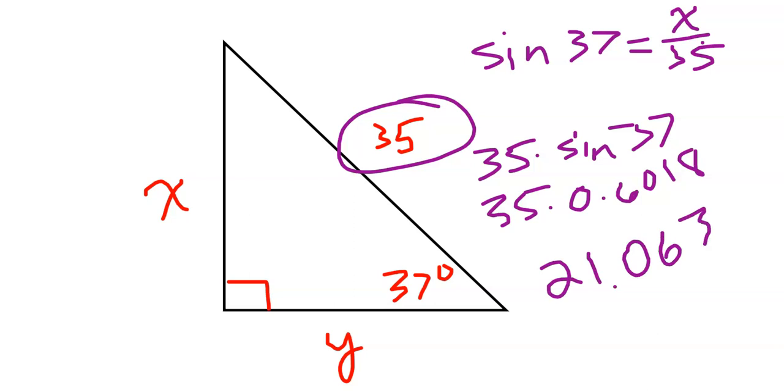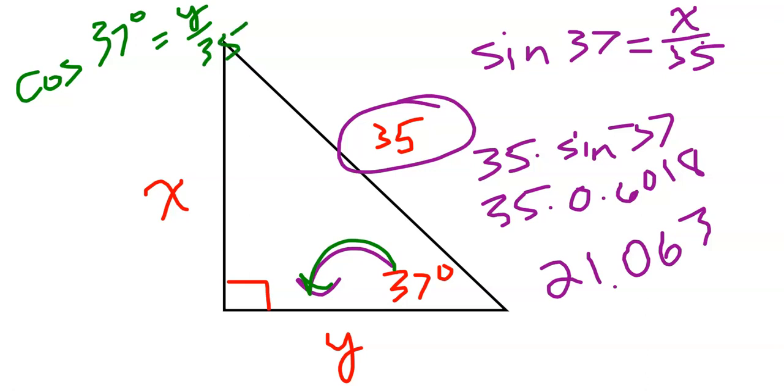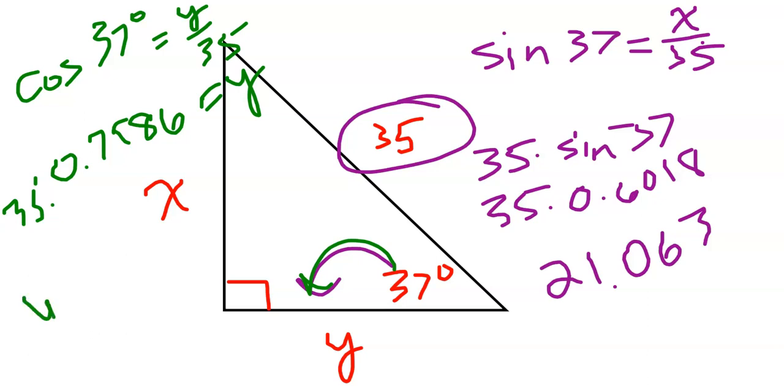21.063. Similarly, when we have angle y, except this time we're going to use the cosine of 37 degrees, which is now equal to y over 35. The cosine of that angle, 37 degrees, is 0.7986. And we'll multiply both sides by 35 again. Multiplying 0.7986 times 35 gives you a value for y of about 27.951. All right, moving on to the next type of problem.